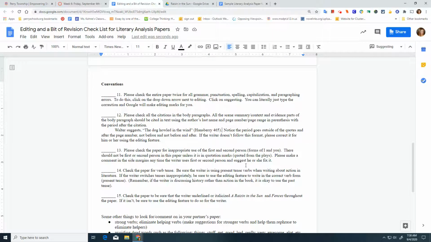You're going to check the paper for inappropriate use of first and second person. This is a third person paper unless there is an I or a you in a direct quotation from the play.